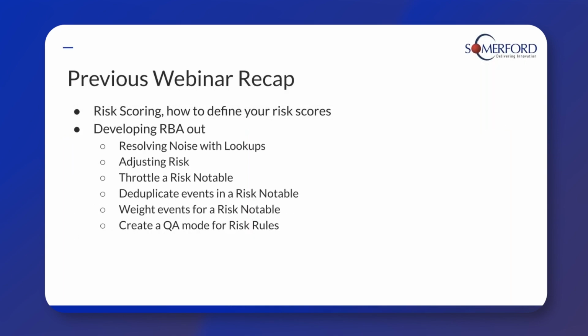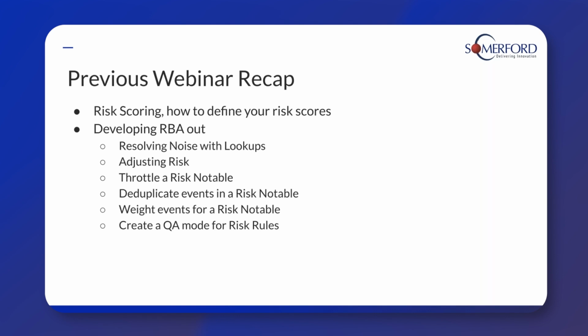Previously, in the last webinar, we talked about risk scoring and how we define our risk scores. We talked a lot about how we can develop RBA and those risk rules and make them better: reduce noise, adjust the risk, all these different things to tune risk-based alerting ready for going into production.